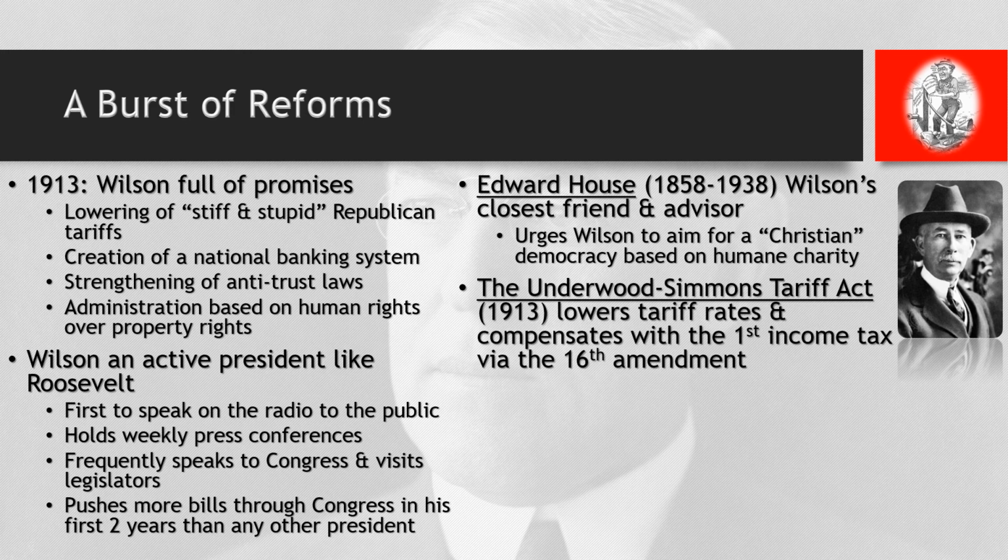We also end up with something called the Underwood-Simmons Tariff Act. Okay, this is basically what fulfills the first promise that Wilson tries to come out with, right? This idea of lowering tariff rates. And this is an idea to basically balance out what happens with the 16th Amendment, because we end up with the first income tax with the 16th Amendment.